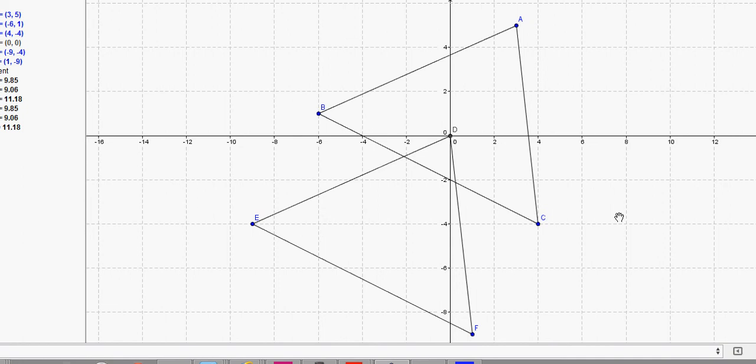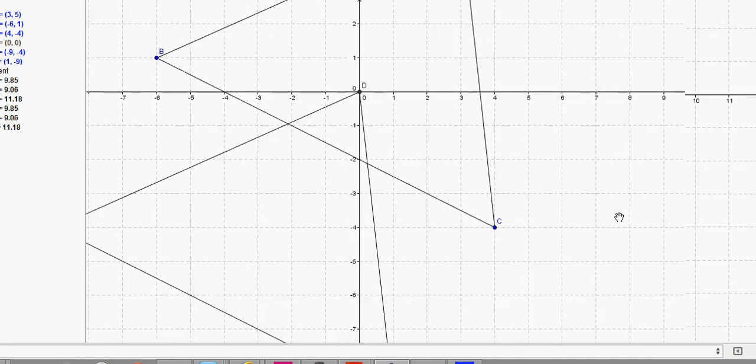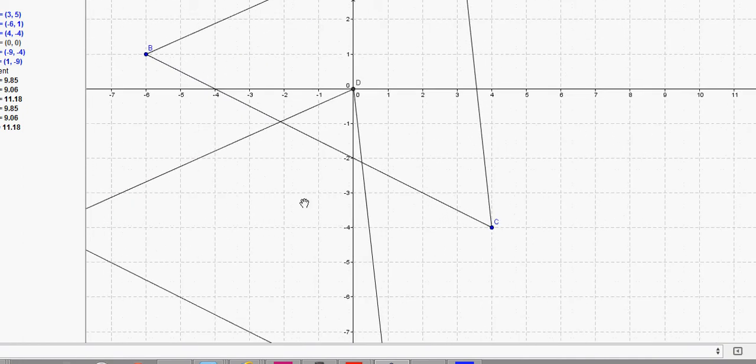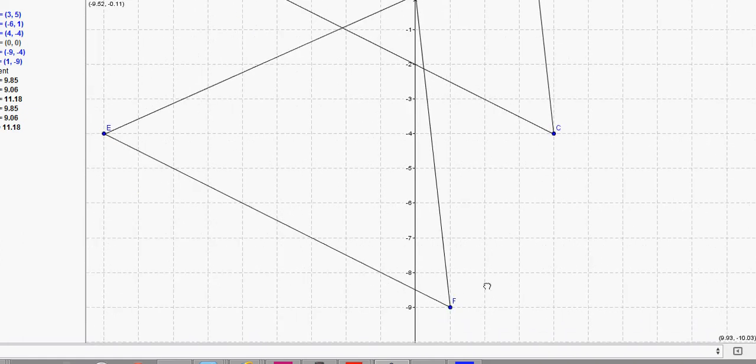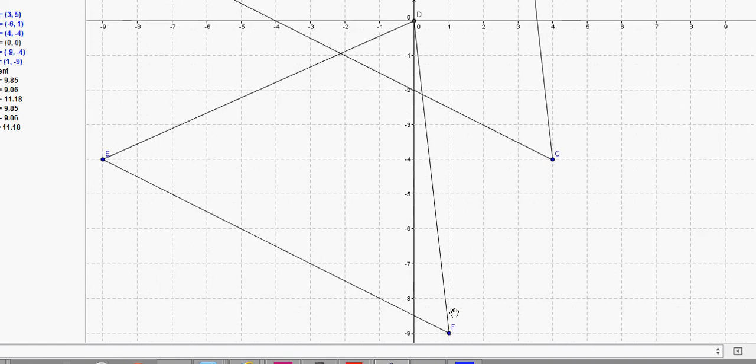Now, to find the coordinates of these new points, we know one of them is 0, 0. This one here is going to be minus 9, minus 4. And the third one down here is going to be 1, minus 9. Now, let's check how we do that without a graph.